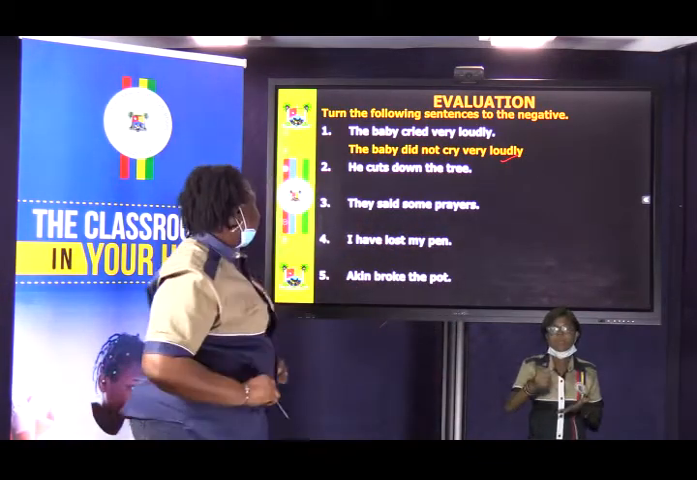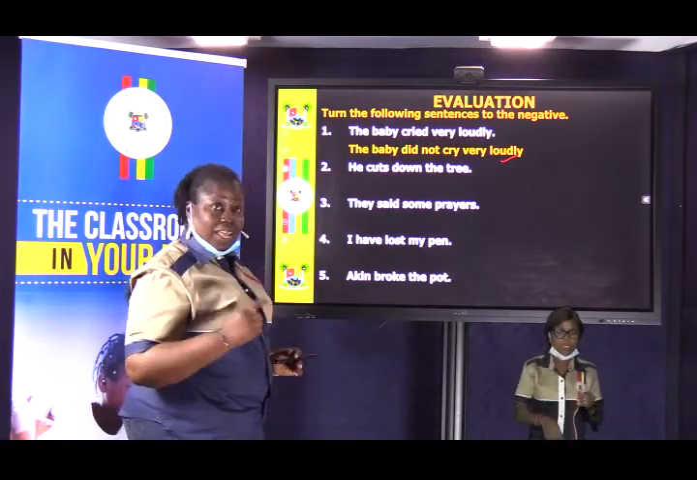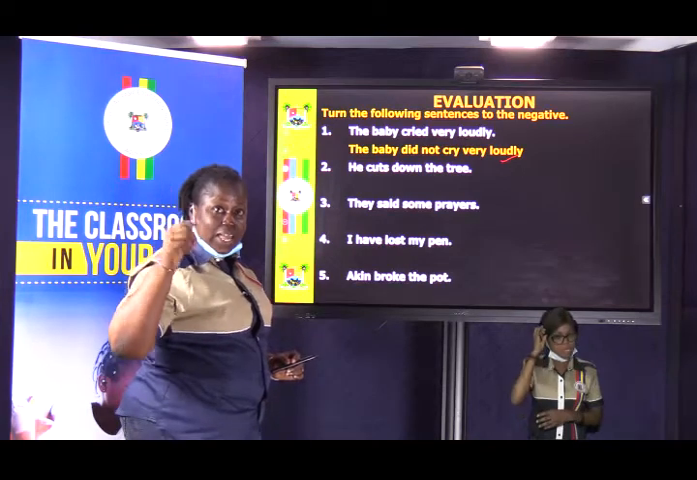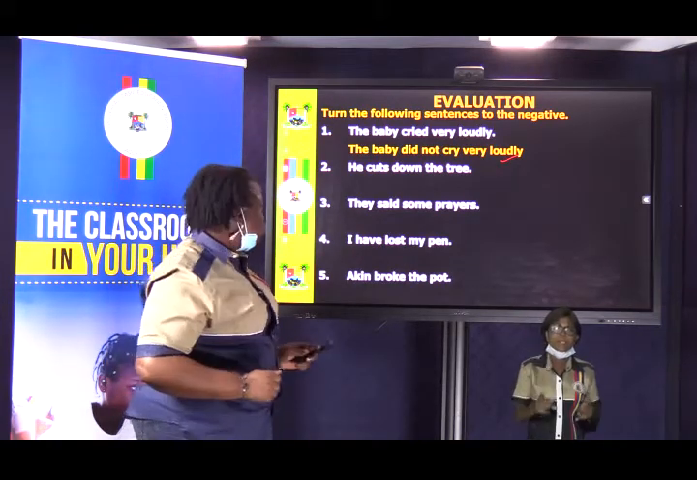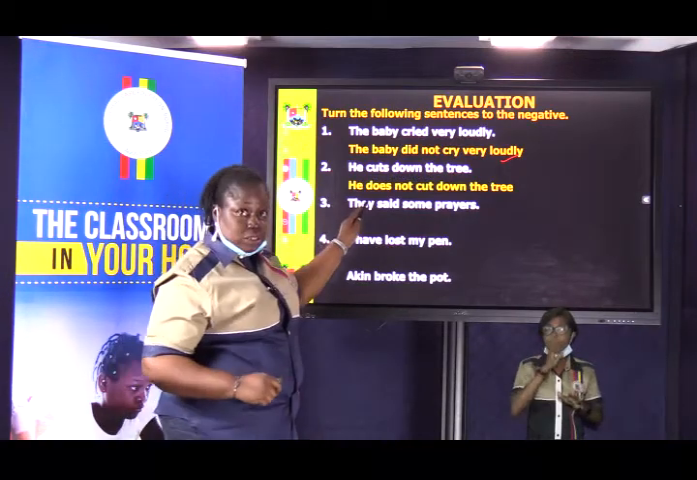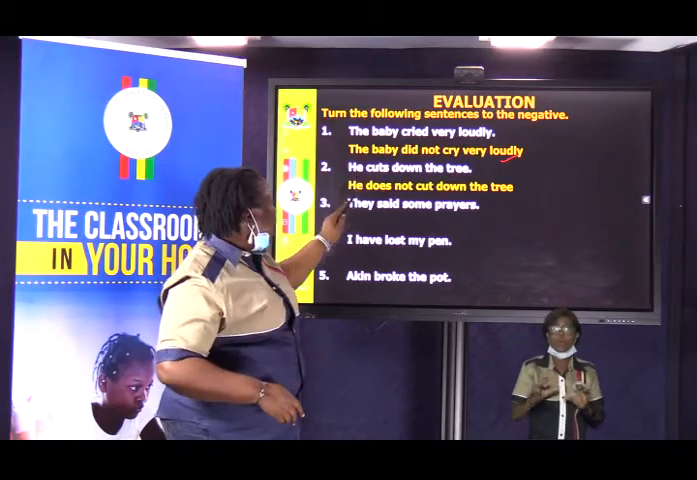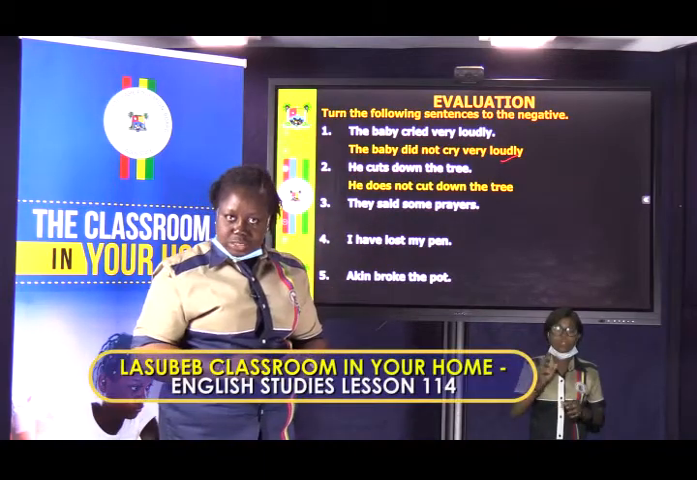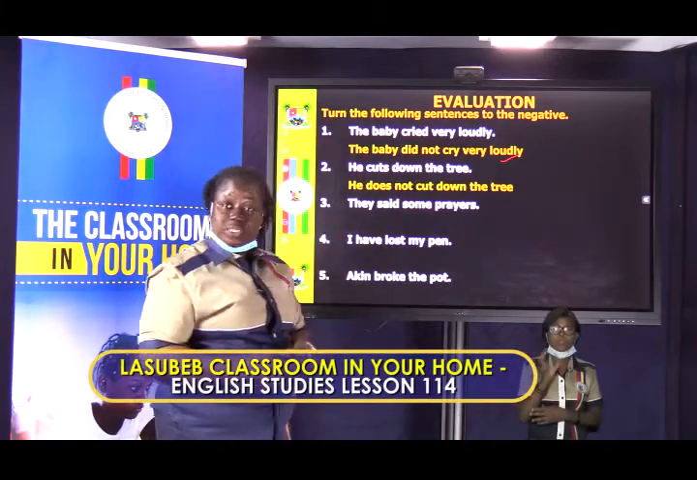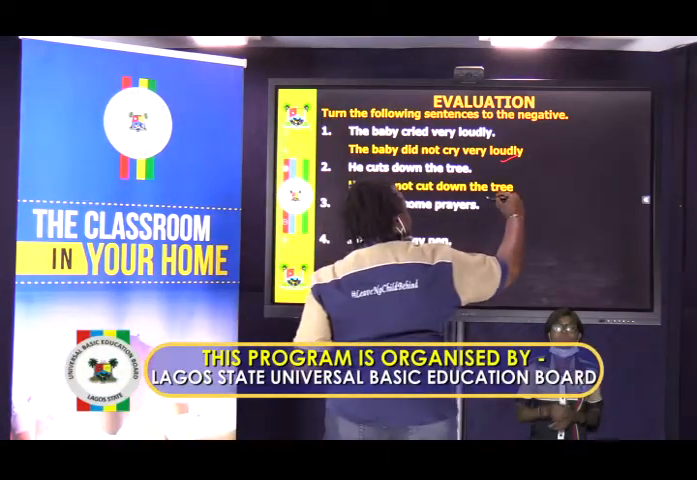Good job. Number 2, he cuts down the tree. He, third person singular. The negative form automatically becomes he does not cut down the tree, because cuts is in the present tense. Did you get that too? Oh, another tick.